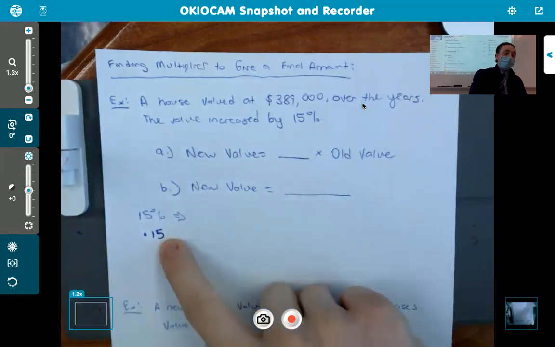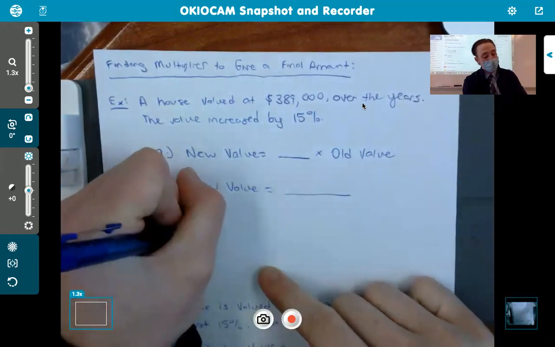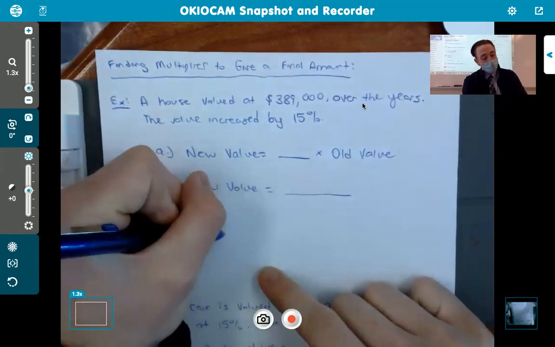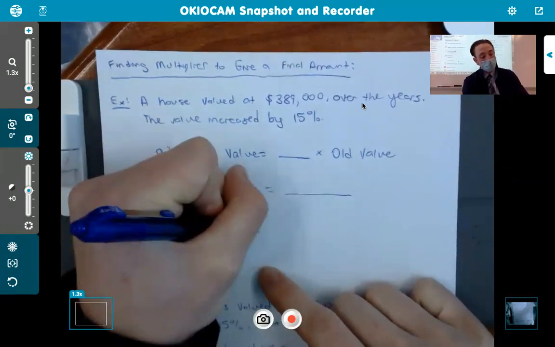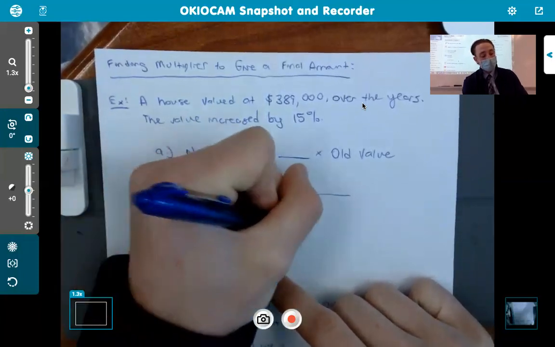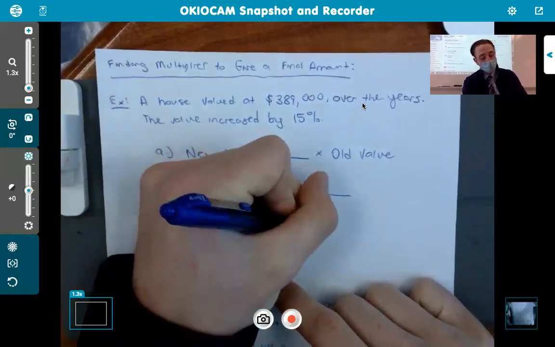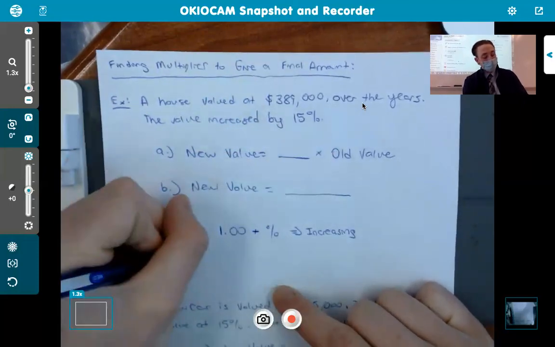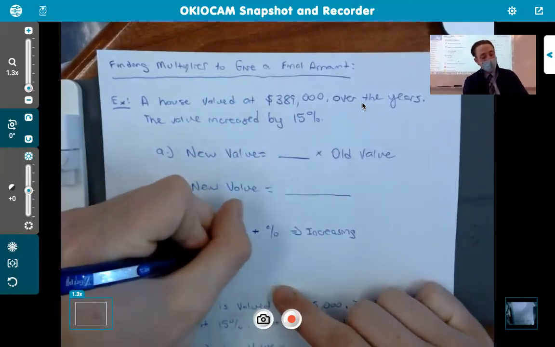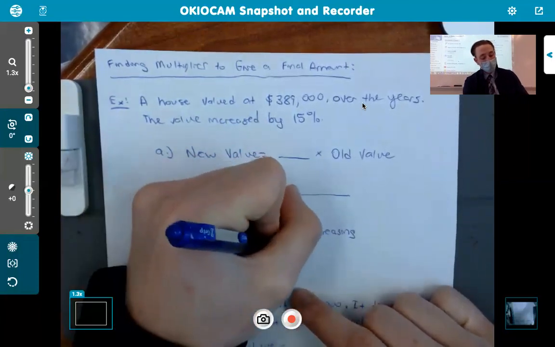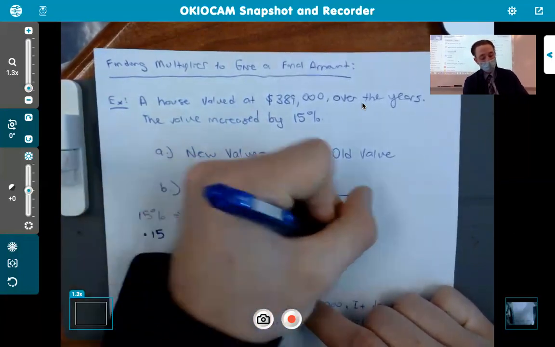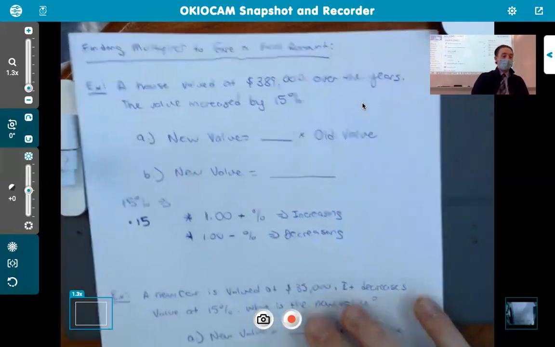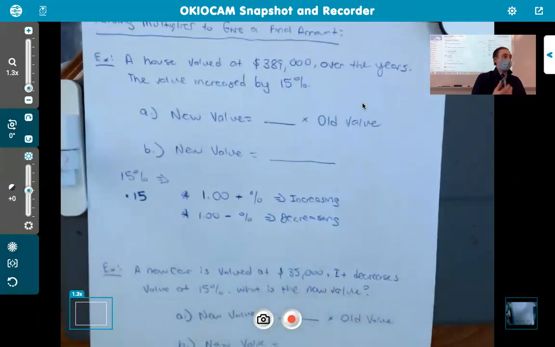So whenever we see something that increases, what we might want to write down is this: we do 1 plus that percentage when we are increasing. We do 1 minus that percentage when we are decreasing. Something you might want to note or write down so you're aware of what we need to do for each problem.